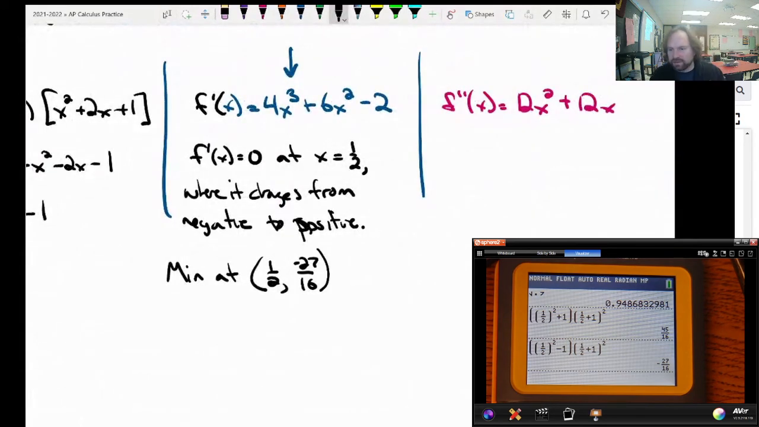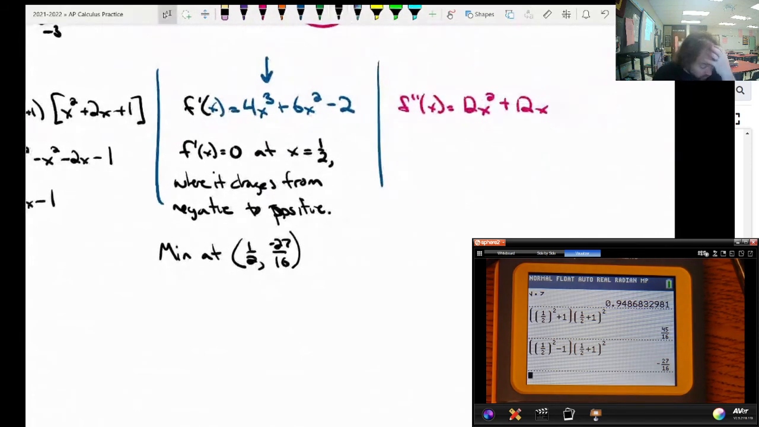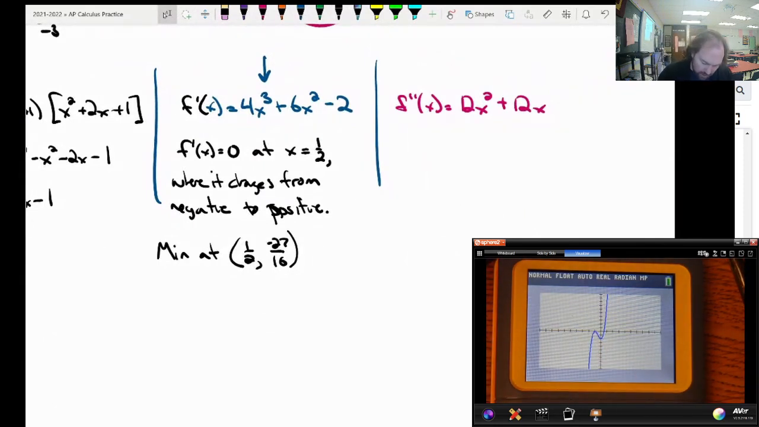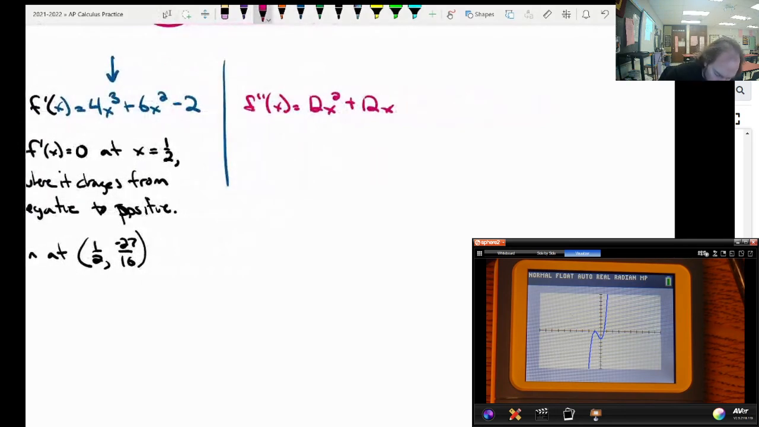I make these videos with an answer key off the other monitor, so I know if I'm doing it right. That's the only minimum or maximum that I see. It looks like there's another 0 at -1, but it does not cross the axis there, so I'm not going to worry about it. As far as the second derivative goes, when does this equal 0?